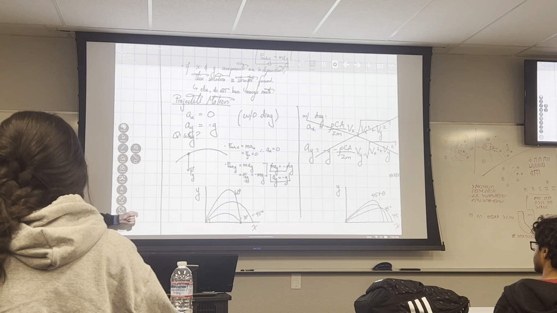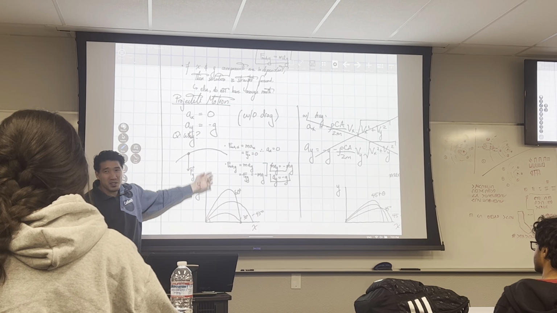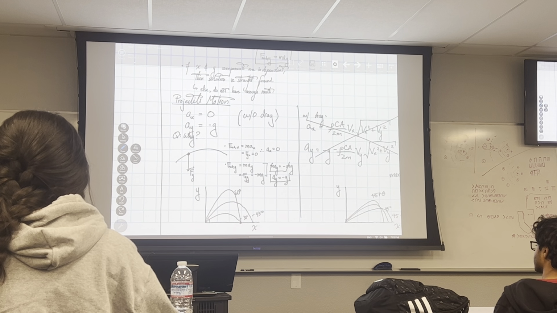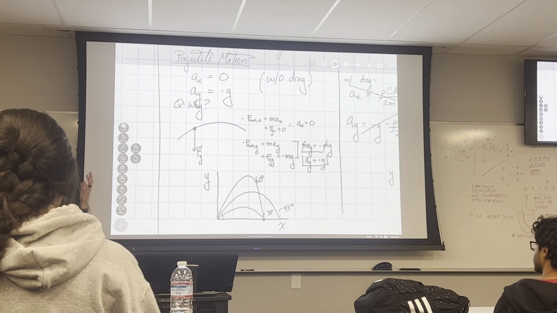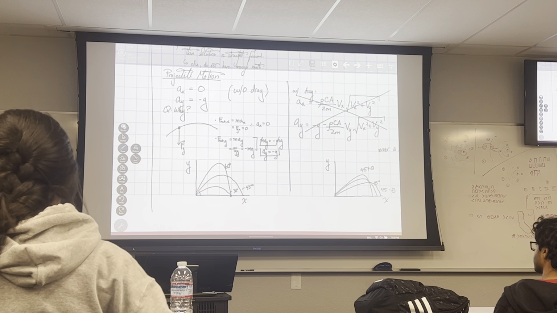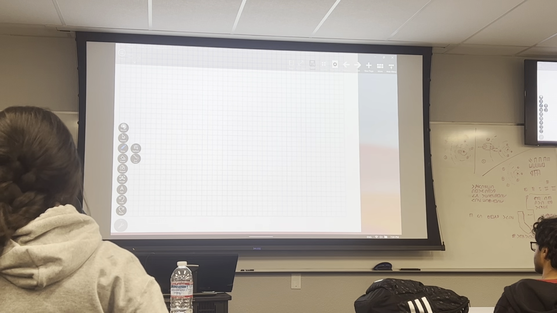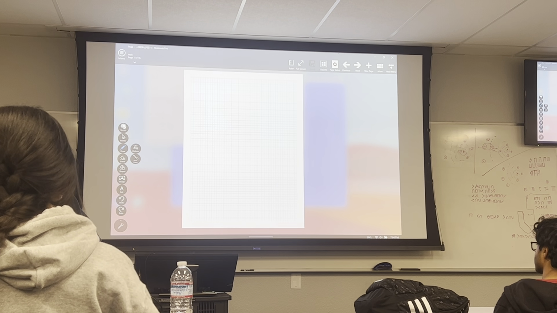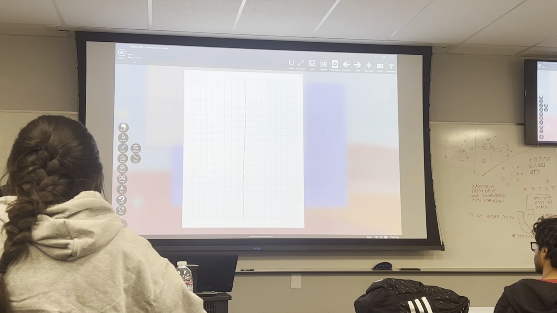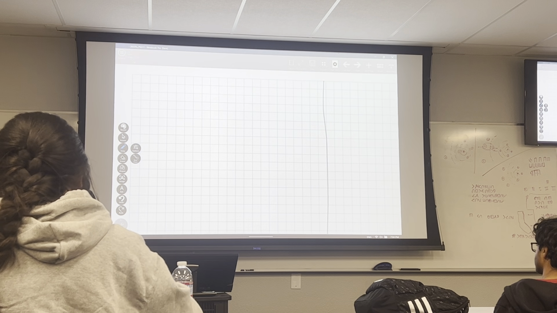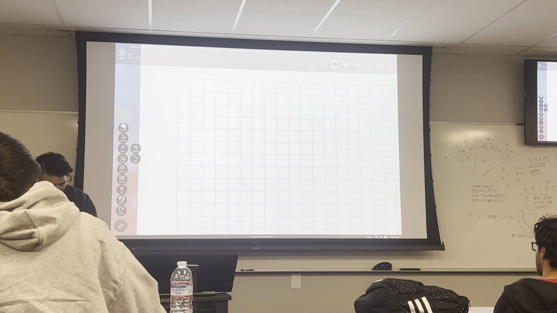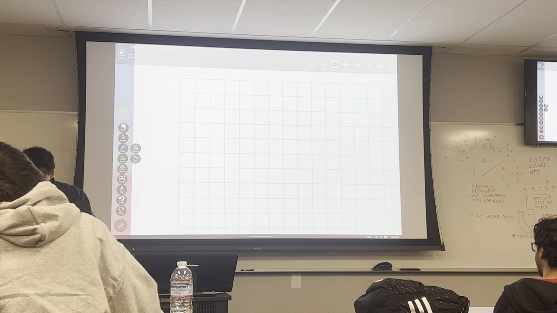However, projectile motion is not very interesting from a dynamics standpoint because you're only dealing with the force of gravity. The more interesting motion for dynamics is circular motion. And so that's where we're going to focus for this class. Circular motion.